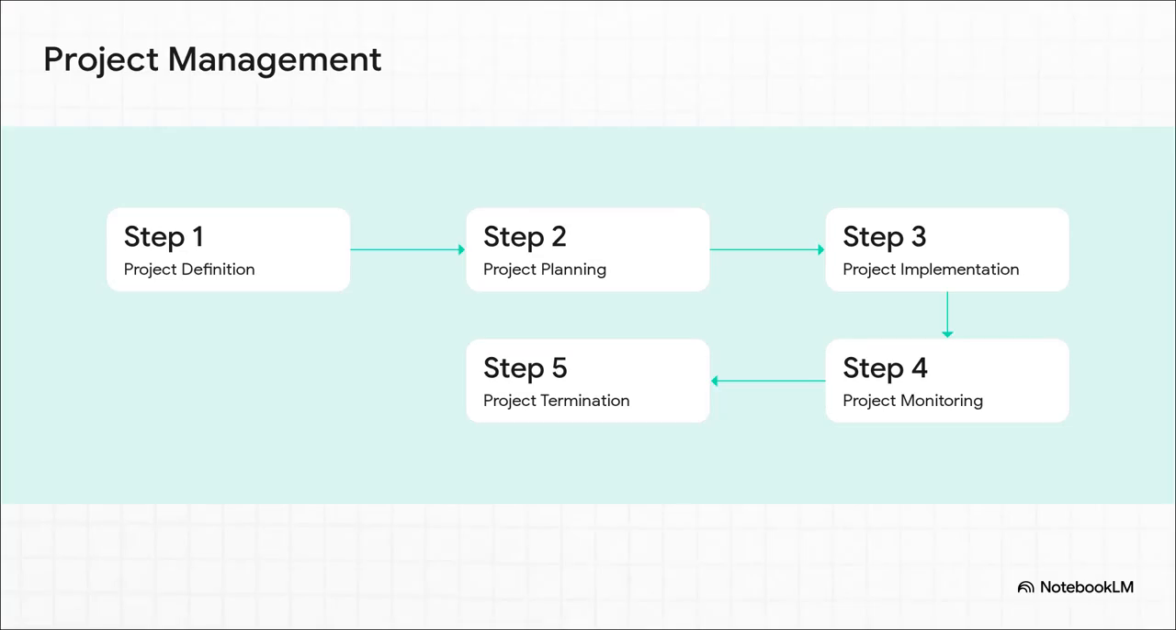A successful rollout always follows a clear roadmap. It starts with a sharp definition of what you're doing and a really solid plan. Then you move into implementation. You constantly monitor how things are going. And finally, this is important, you officially terminate the project when it's done.